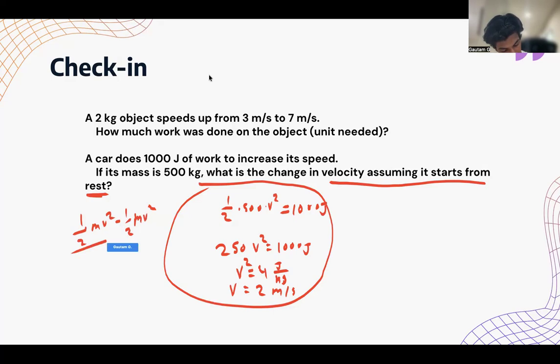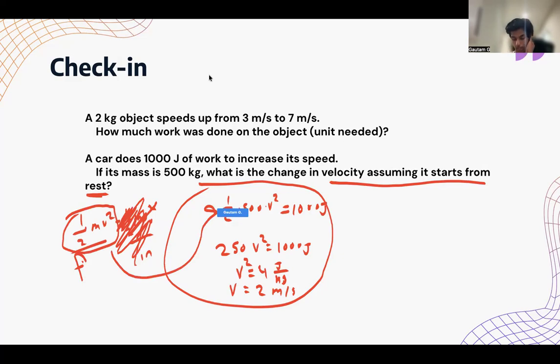This is again final, sorry, this is again initial, right? Since we know that if v is equal to 0 in the initial, this whole thing just gets canceled out, correct? Because anything times 0 is just 0. So we just use this. That's why I just did 1/2 mv squared here as well. And then you can solve for v to get 2 meters per second.